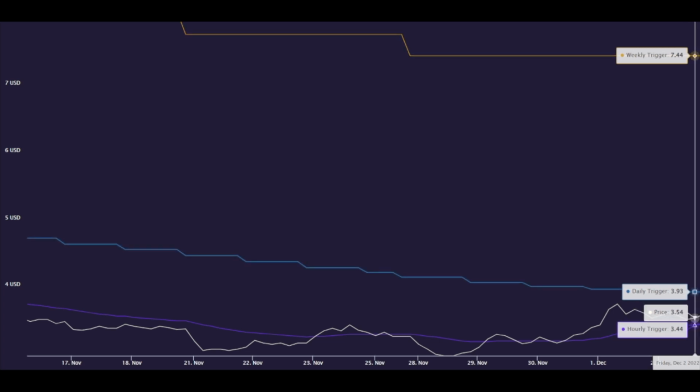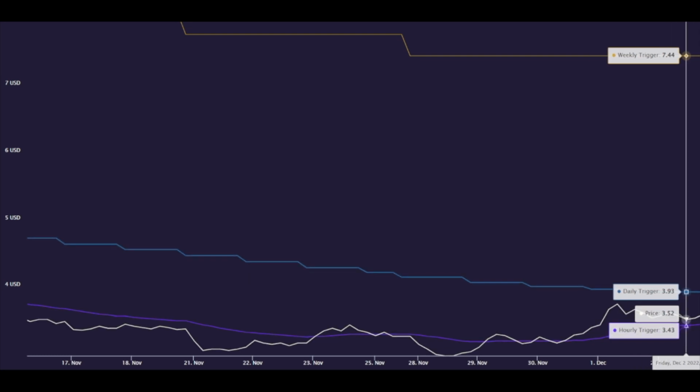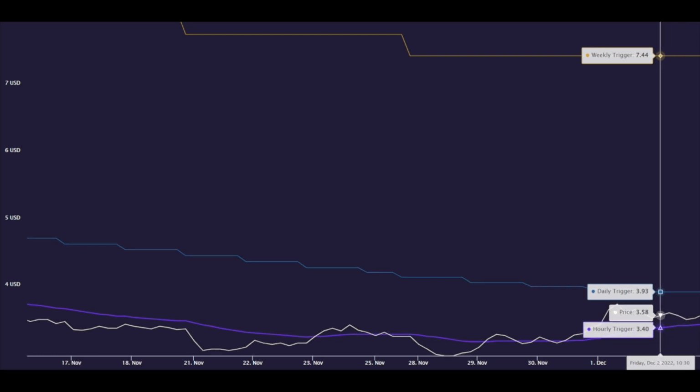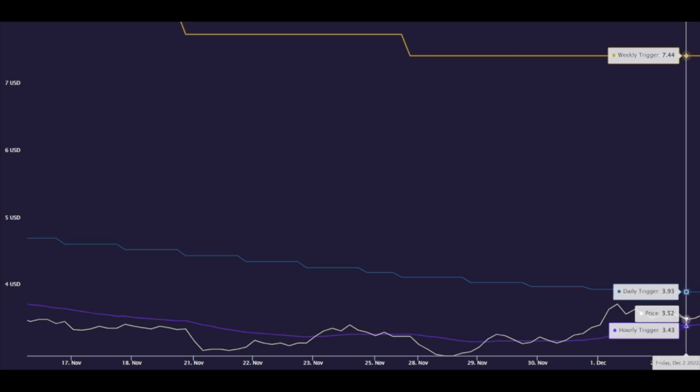The other bear possibility is if price breaks above 393, but then the hourly trigger comes up towards the daily trigger, but instead of crossing, rejects and comes down. We call that one a bear plane. So this is important to pay attention to. Whether you're a trader or buy and hold, if price breaks above the daily trigger, but the hourly trigger can't cross above the daily trigger as well, then we would not expect an attack of 744.